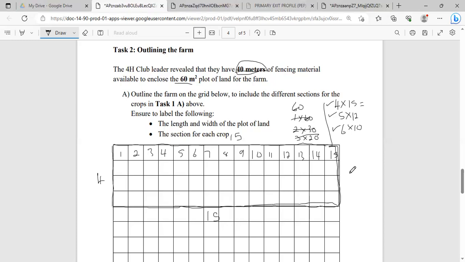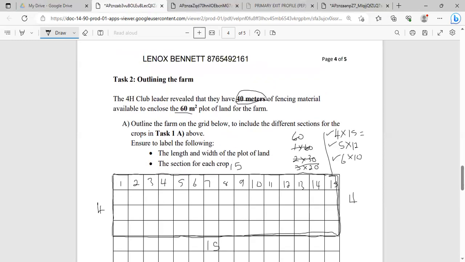So we have a rectangle with the area of 60 and the perimeter does not reach 40. So it's 15 and 15, 30, and this 4 and 4 make 8. So we have 38. So that we have completed that. It also said the section of each crop. Now let's go back up to the table to see what we had chosen for each crop.